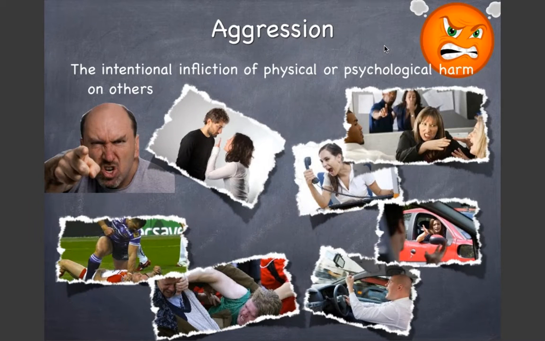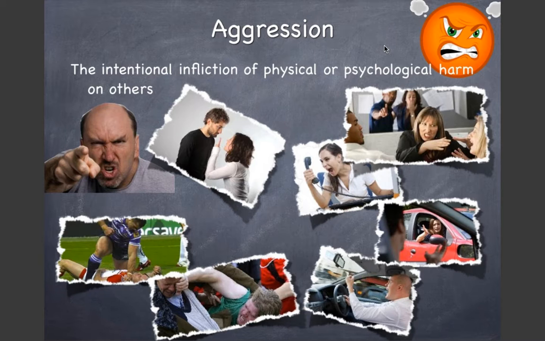Now, social psychologists have also tackled other issues, and one of them is aggression. The definition is the intentional infliction of physical or psychological pain or harm on others. It takes many forms, and it takes place in many situations. It can be at home, at work, on the road, at spectator sports. It's all over the place.